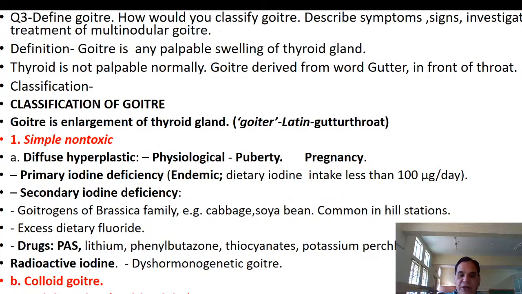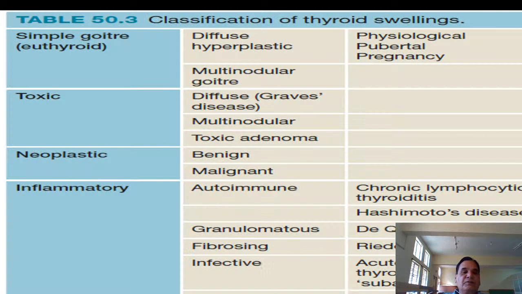Drugs: the main drugs these days are actually not commonly used. Excessive use of anti-thyroid drugs can cause goiter. PAS was used previously for tuberculosis treatment, now not used. And radioactive iodine, this is also not common in our country. First is diffuse hyperplastic, second is colloid goiter, nodular goiter, that means multinodular, solitary non-toxic nodule, and recurrent non-toxic nodule. These are the different types of simple non-toxic goiter.